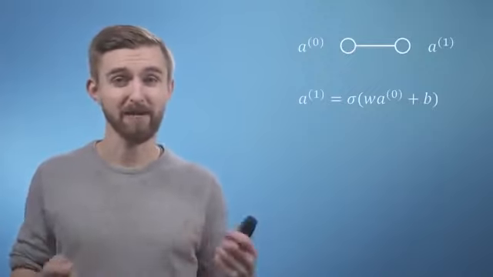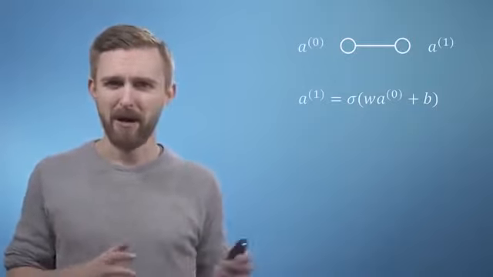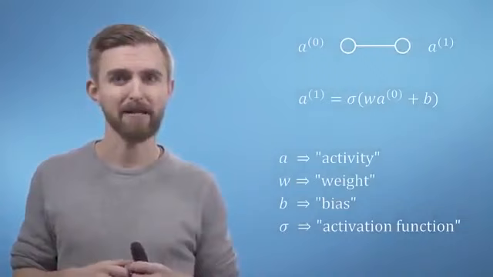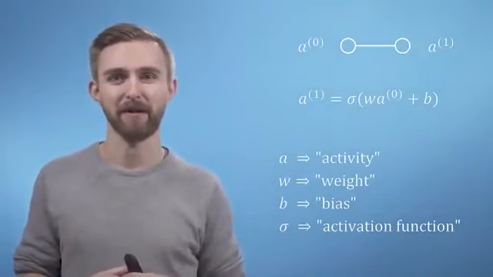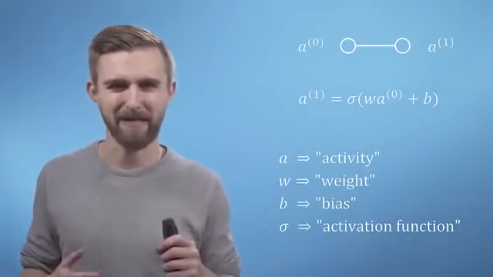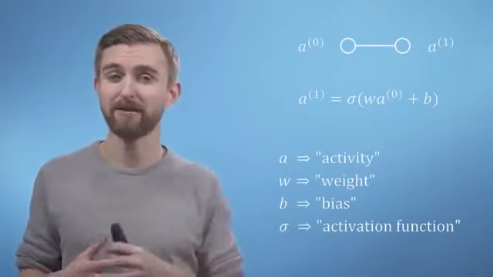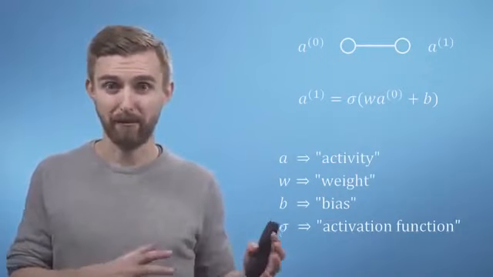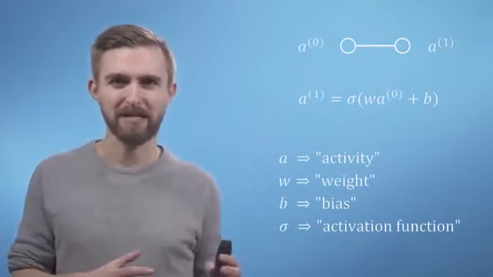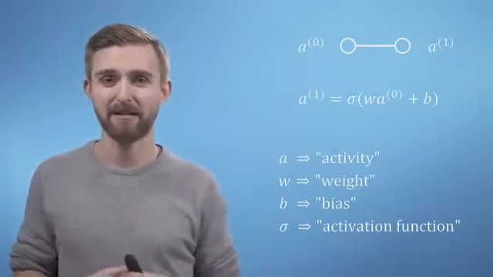It's useful at this point to give each of these terms a name, as it will help you keep track of what's going on when things get a bit more complicated. So our a terms are called activities, w is a weight, b is a bias, and sigma is what we call an activation function. Now, you might be thinking, how come all the terms use a sensible letter except for sigma? But the answer to this comes from the fact that it is sigma that gives neural networks their association to the brain.